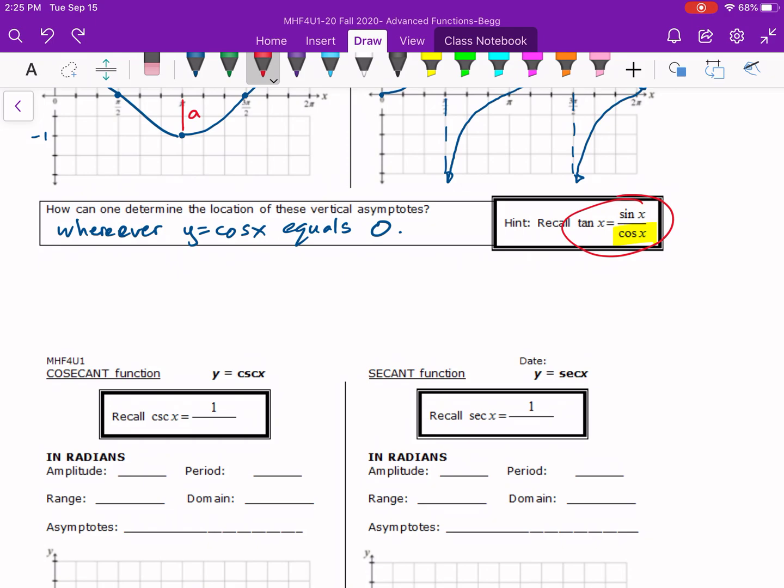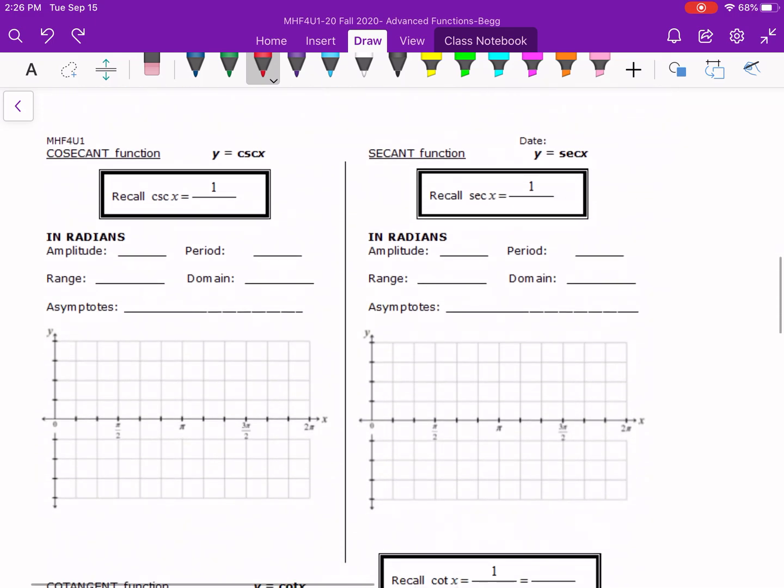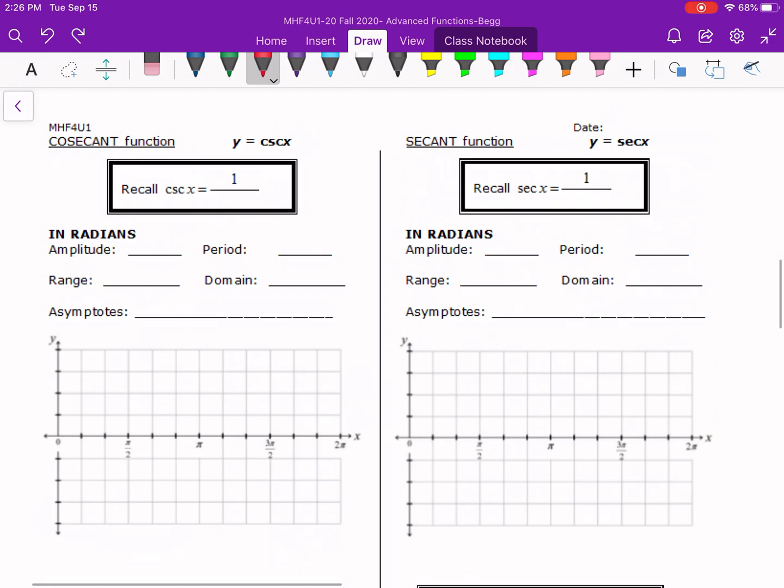Then we have the reciprocal ones. So we've seen reciprocals back when we were looking at rational functions. And the first reciprocal we're going to look at is cosecant. Cosecant is the reciprocal of sine. So if I take a sine function and flip all the y values, do 1 over all the y values, I'll get a cosecant function.